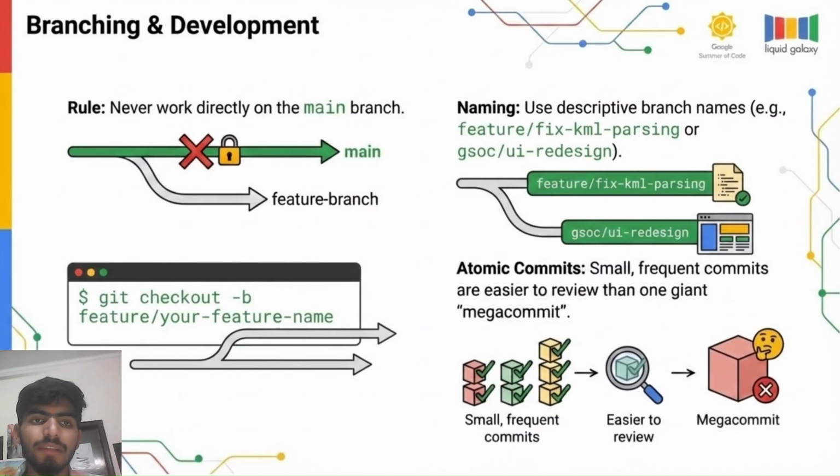Now, understanding branching and its development. As the visual says, the rule is to never work directly on the main branch. So why should we not work on the main branch? We have to understand that the main branch is where all the merged and working code is.